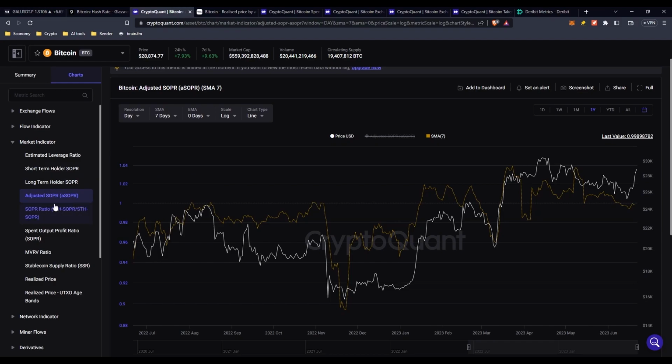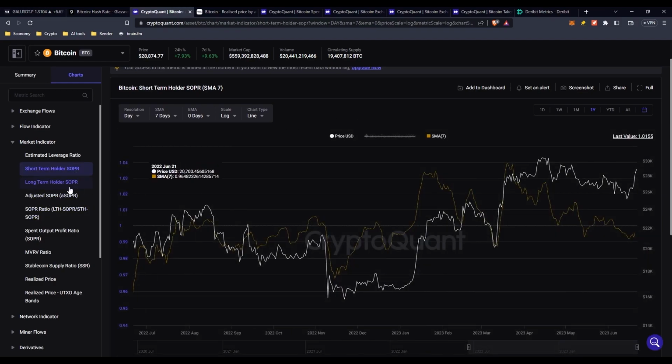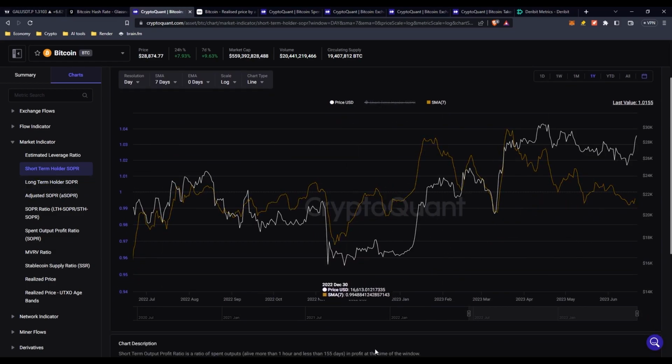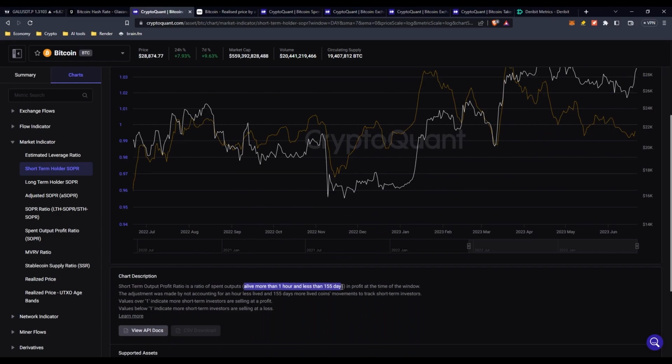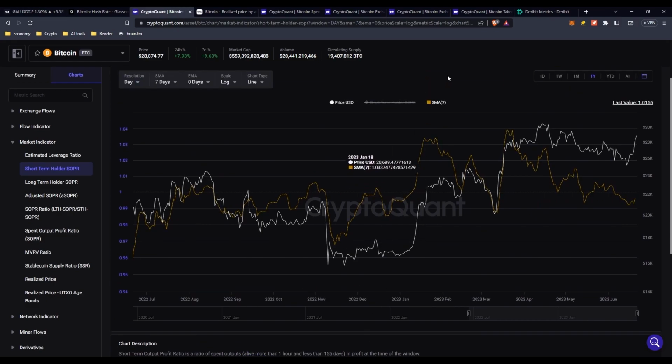Another thing that I usually check along with the adjusted SOPR is the short-term holder SOPR, where short-term holders are those holding between 1 hour and 155 days. It shows that at the moment it's well below 1, and I use the SMA again. The reason is that these people are continuously selling at a loss. Short-term holders can be really useful if you want to see what's happening with the market, especially short-term holders now.